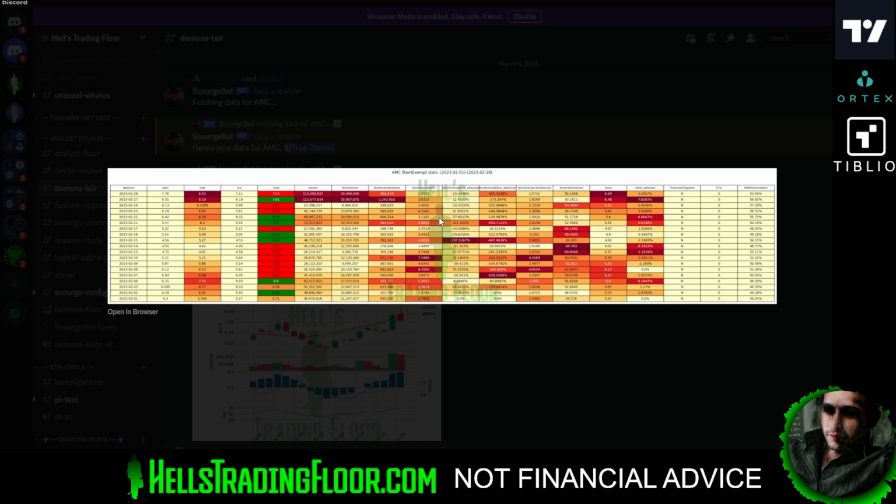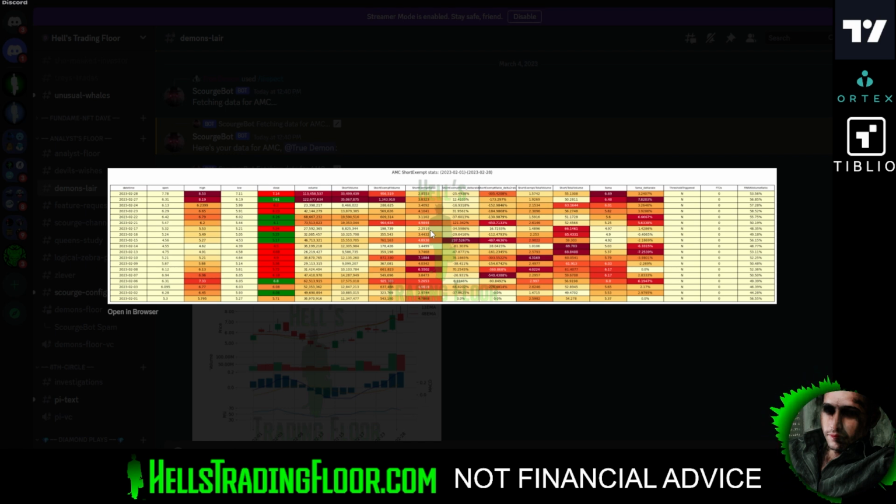Specifically, we're looking for large amounts of short exempts at a time when a stock is either in a very tight trading range, meaning it's not moving very much and the price is highly consolidated. This indicates that there is buying activity happening at a floor or a support level and could indicate a bounce coming.